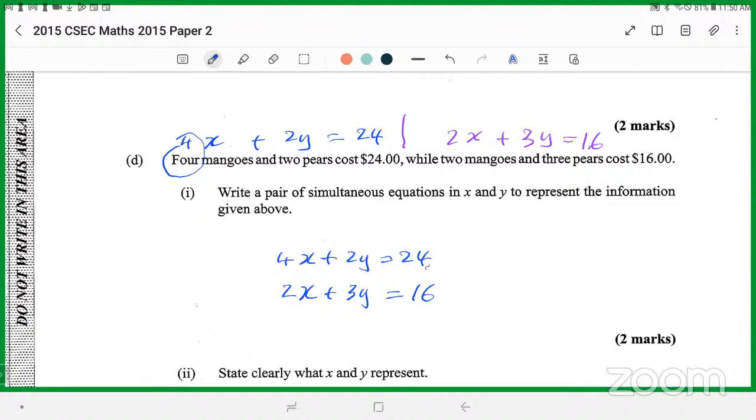Right? You can't just put mangoes. X represents the cost of the mangoes. They are telling you the number of mangoes. They are telling you the number of pears. And they give the total as money, dollars. So the X has to represent the cost of 1 mango, and it's 4 of them you have. And the Y must represent, in the first equation, the cost of a pear. All right, learn from mistakes. Mr. Ellis, all right? Good.